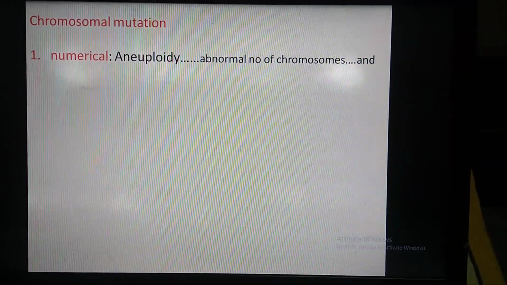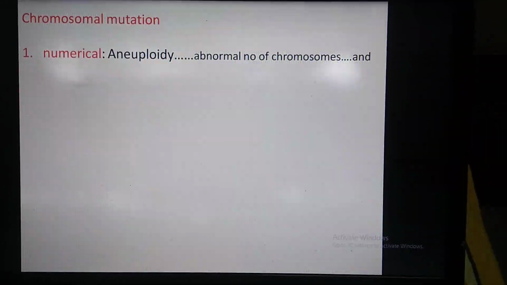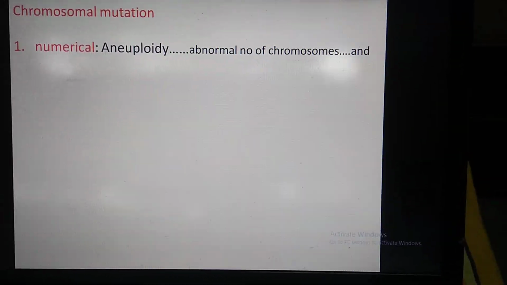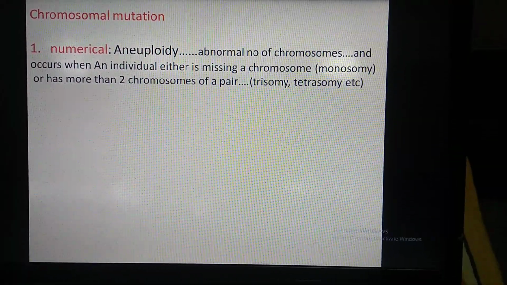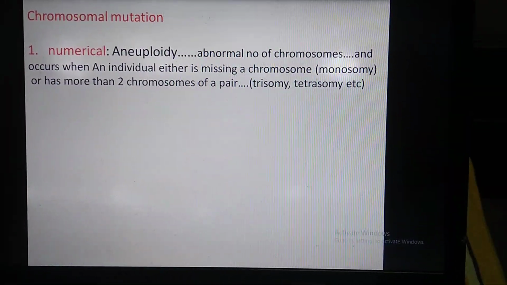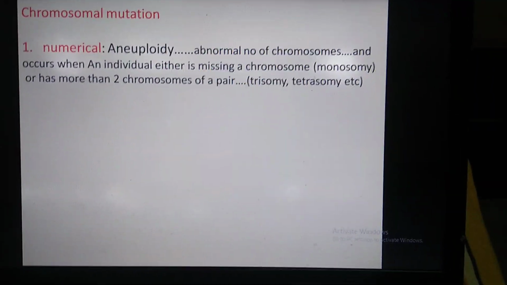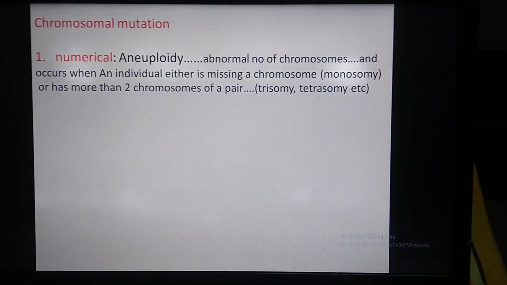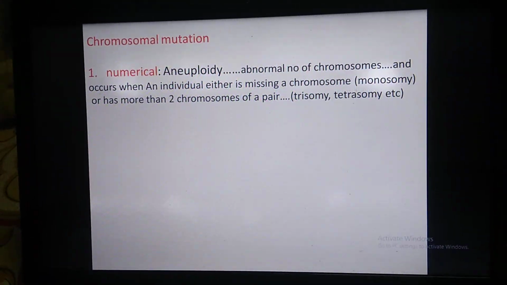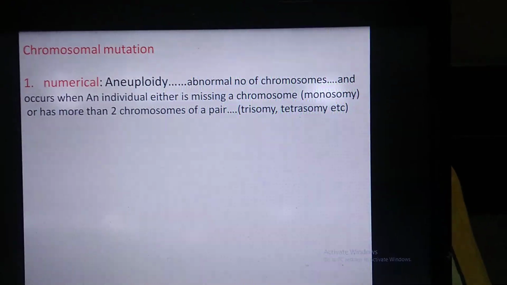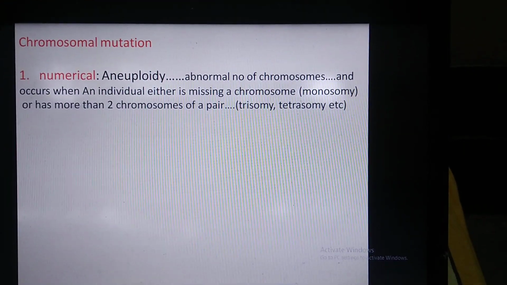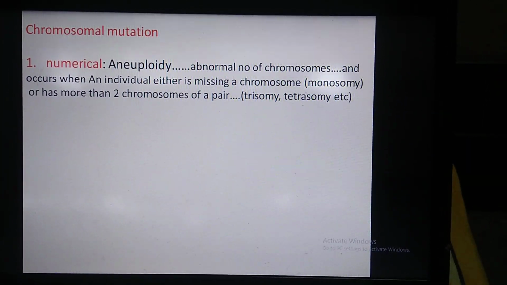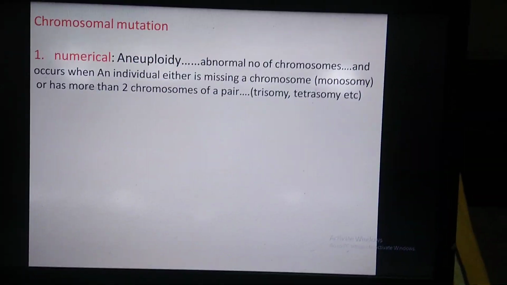Number one, numerical changes in the chromosome, like aneuploidy. That is the abnormal number of chromosomes. What is that? When an individual either is missing a chromosome or has more than two chromosomes of a pair. Suppose we have one pair of chromosomes, one from our father and another from our mother. But if someone has more than two, three or four, these are abnormalities. So these are numerical chromosomal mutations.